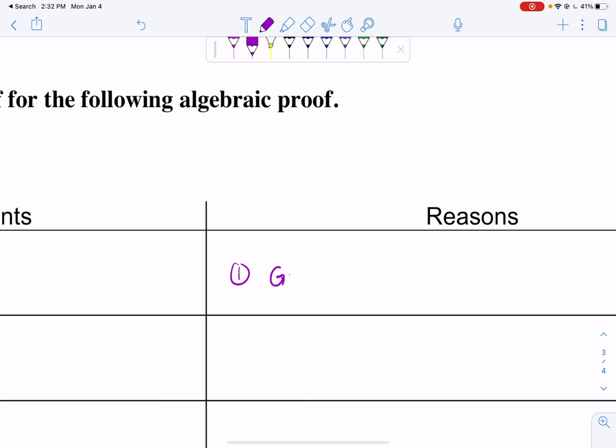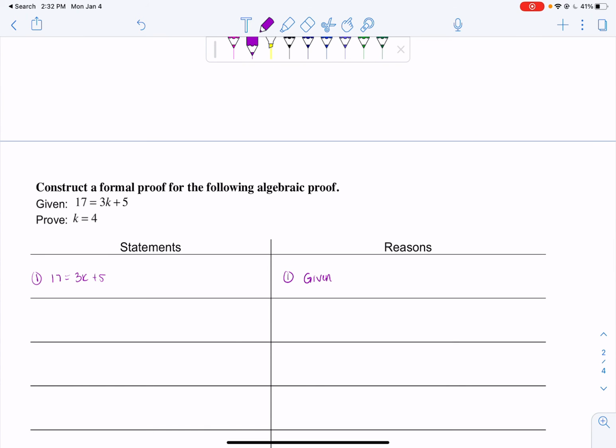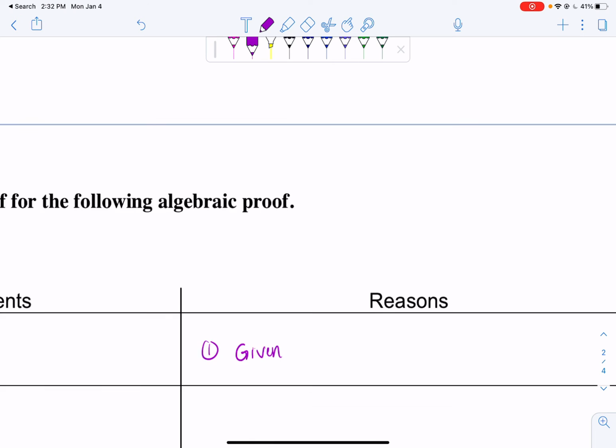And you see how I'm numbering them? Make sure you number your statements and your reasons. Make sure they're next to each other because we want to make sure they're lined up. They're sort of like partners with each other. So since we don't have our statements already filled in, I would actually solve this equation. So let's solve this.